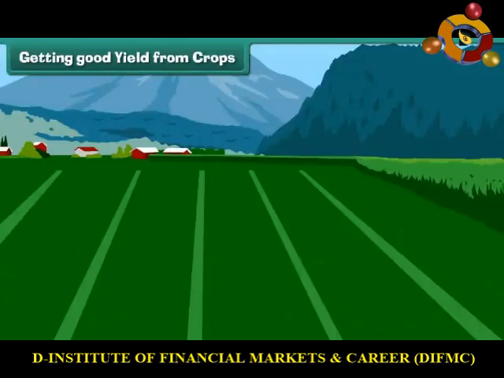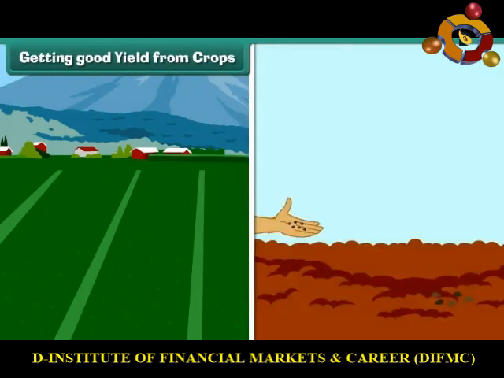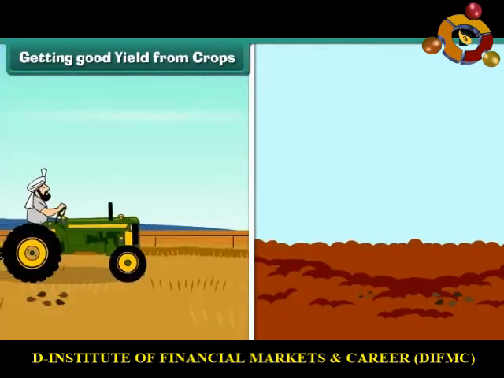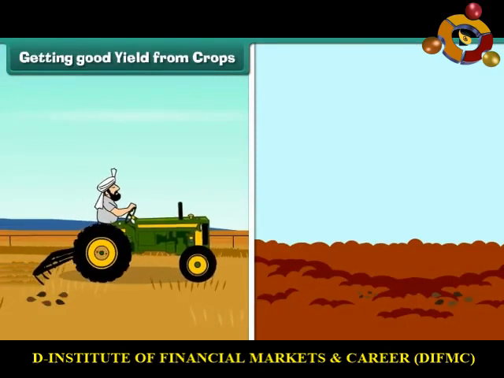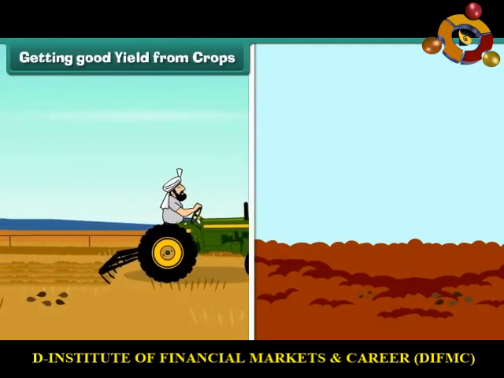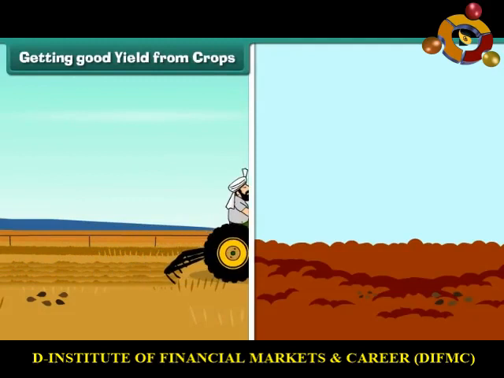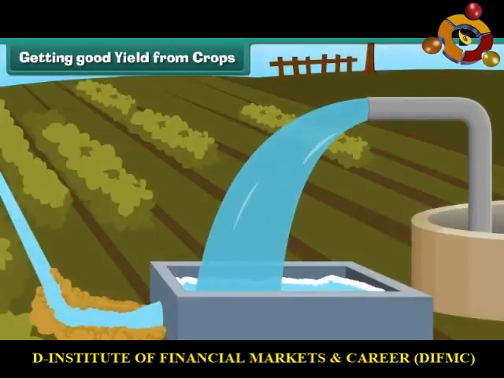Getting good yield from crops. To get a good yield from crops, following things should be kept in mind. Healthy seeds of best variety should be used. Before sowing the seeds, soil should be prepared by plowing and adding manure or fertilizers to it. Soil should be watered at right time and with right amount of water.